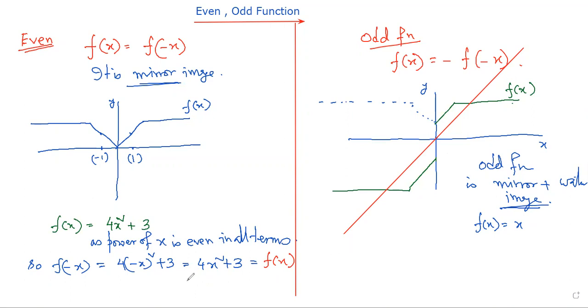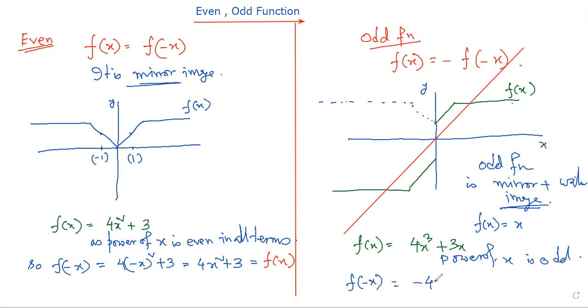In the case of the odd function, another interesting thing I can find: if f(x) is written as 4x cube plus 3x, what happened? The power of x is odd in both terms. Then f of minus x will be equal to minus 4x cube minus 3x, so it is nothing but minus of f(x). Once this happens, it is considered an odd function. This way, you can find odd and even functions.